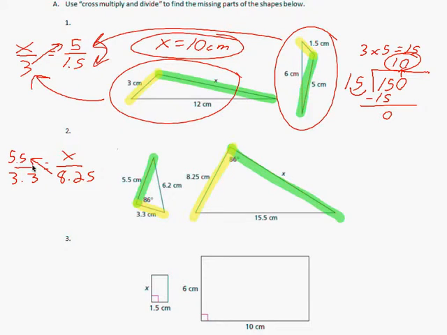Now I'm going to cross multiply and divide. Now, these are some pretty nasty numbers. I'm going to use a calculator, but before I use the calculator, I'm going to write down exactly what I'm going to put into it. So first up is 8.25 times 5.5.